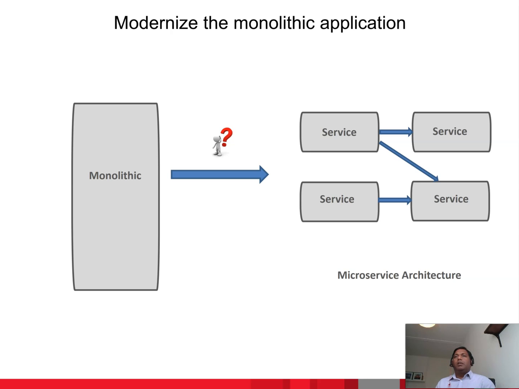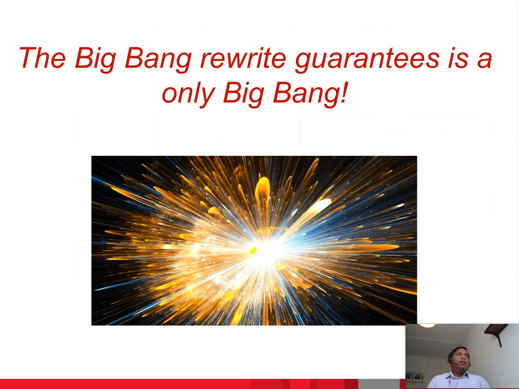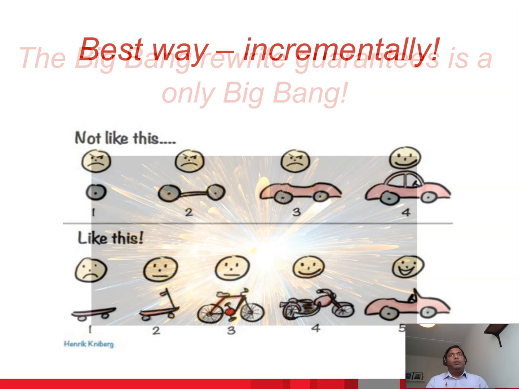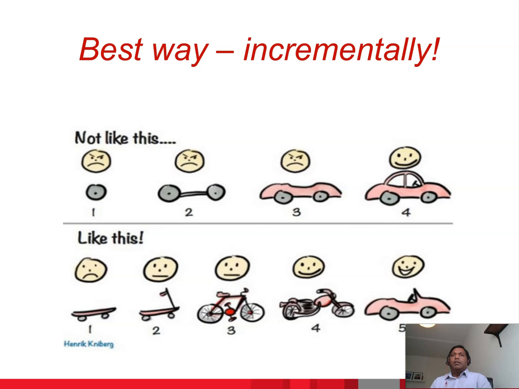Instead, what you want to adopt is an incremental approach, and the pattern you use is normally the Strangler Application pattern, which we will talk about in the next slides. The big bang rewrite guarantees only a big bang. So the best way is to go incremental. By that time we will have the experience, and we also understand our business domain to make sure our microservices boundaries or the domains are correctly defined, and then we can also optimize with time.